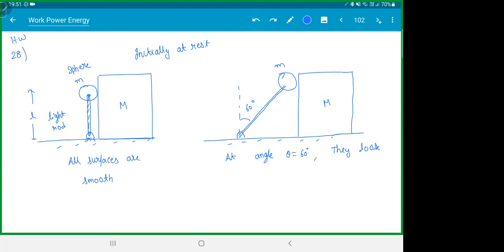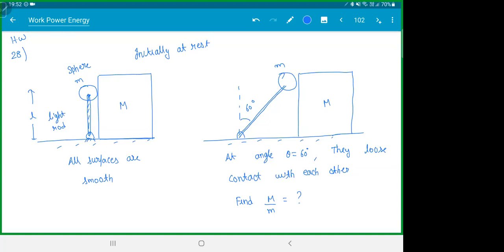Are you getting how it is? The big block is moving because this guy is pushing it. At one point, they both lose contact. At 60 degrees, they lose contact with each other. This happens for a particular value. Find M by m ratio. This is a proper advanced question. It's a pretty good one. Do have a look at the question. Ask me if you're confused here.